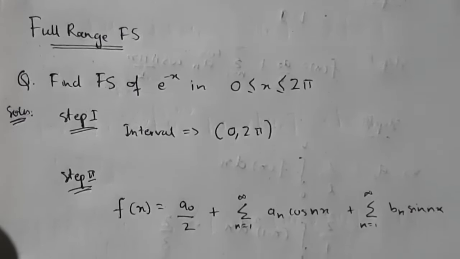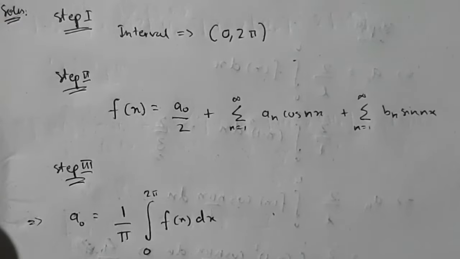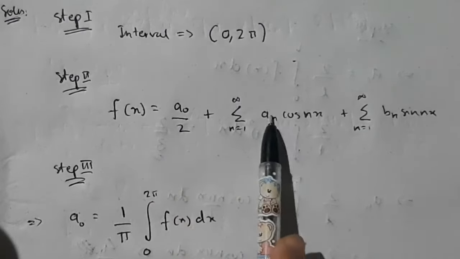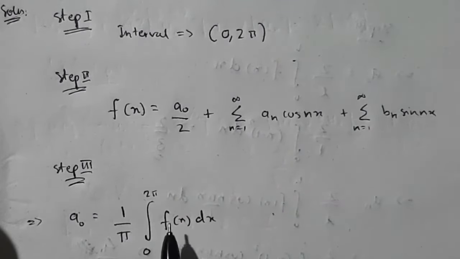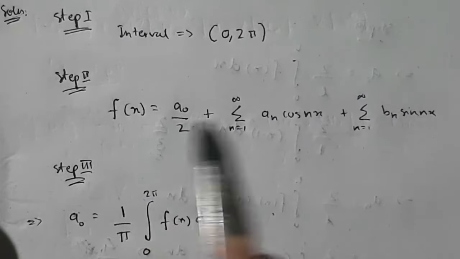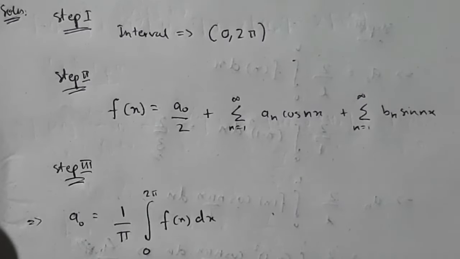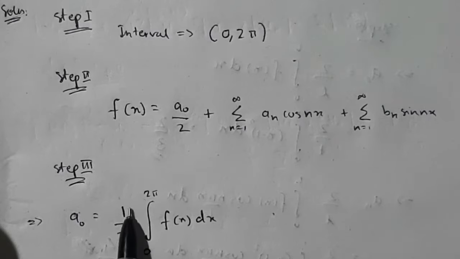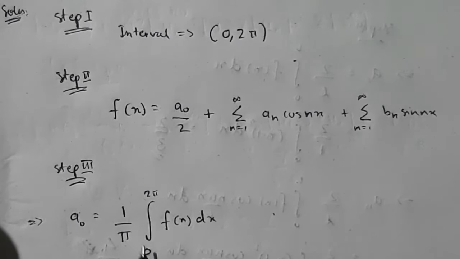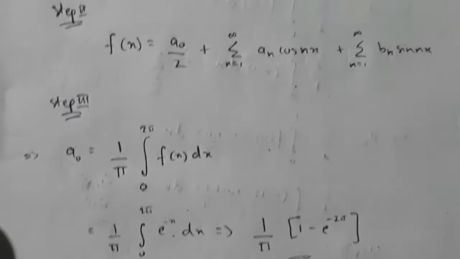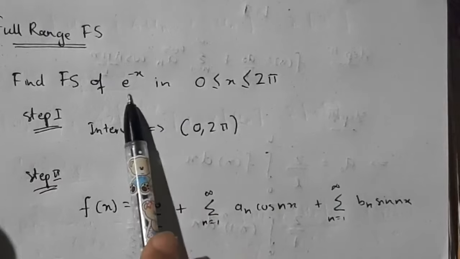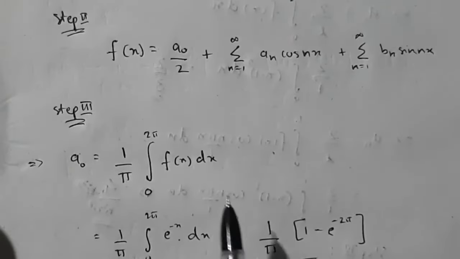After writing that, step 3: for each you have to calculate a naught, an and bn, using a simple integration formula, then you have to substitute in that. That's all you need to do. So the a naught formula is this. Okay, 1 by pi, whatever the interval is, you write that, 0 to 2 pi f of x dx. It will be the same formula for all. Then what is f of x they have given in the question? This one. Okay, that you have to substitute here.